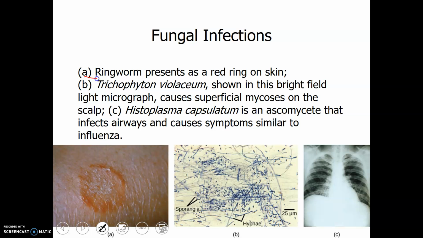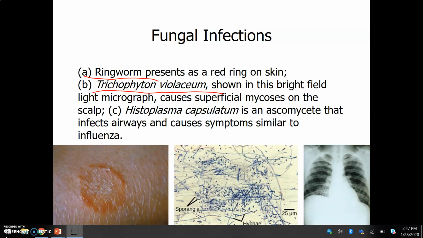Ringworm is a fungal infection. It is not an actual worm. You can see that in picture A. And then the Trichophyton violaceum is shown in picture B. I'm sorry, I got interrupted twice on this lecture, but I paused it.